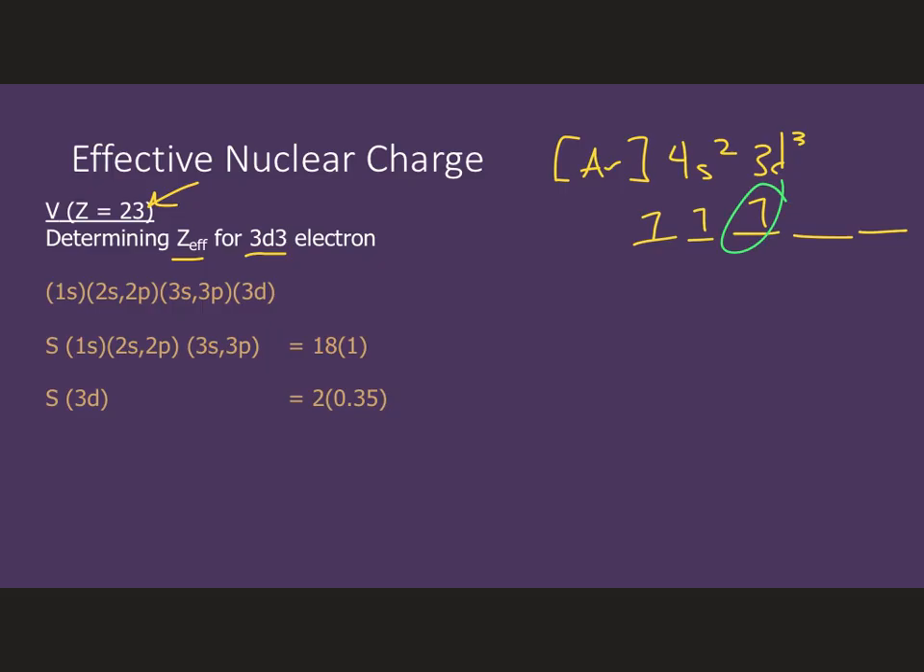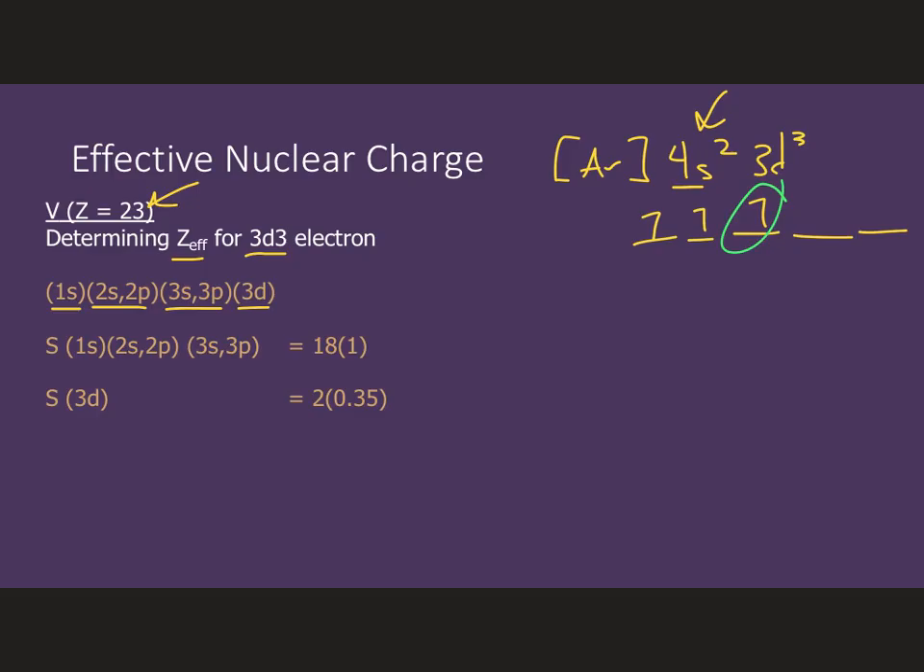All right, so according to our rules, we're going to write out our electron configuration out to the electrons we're interested in. So we're going up 1s, 2s, 2p, 3s, 3p, 3d. Note that the 4s electrons here are not part of this because they're farther out. They are in the n equals 4 shell, so they're farther away from the nucleus, so they don't contribute to the shielding here.